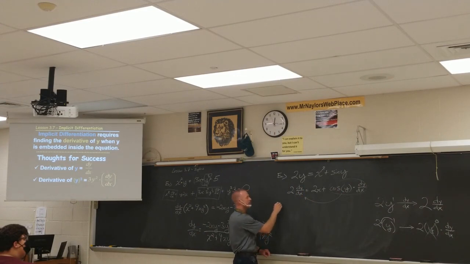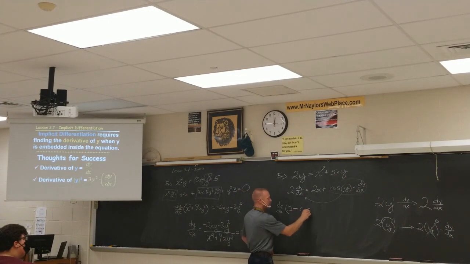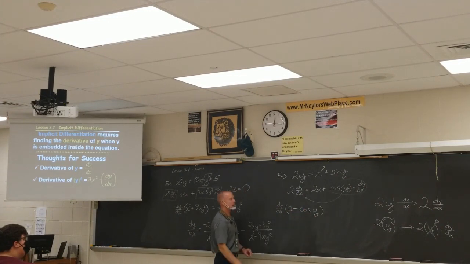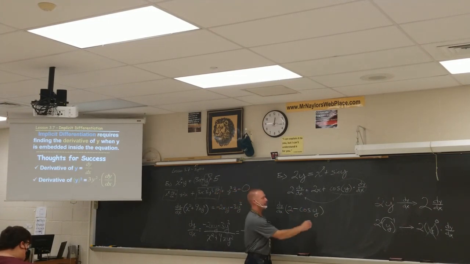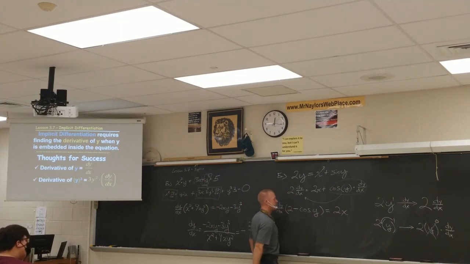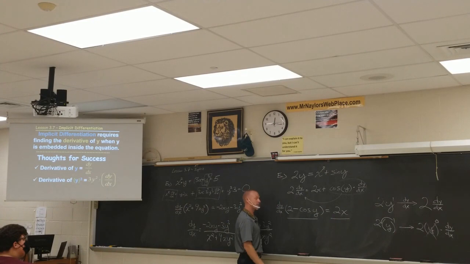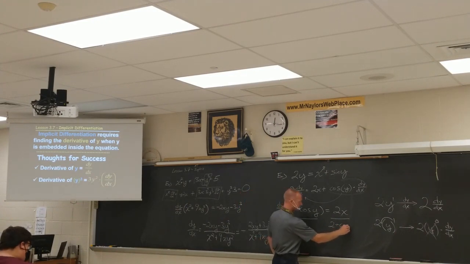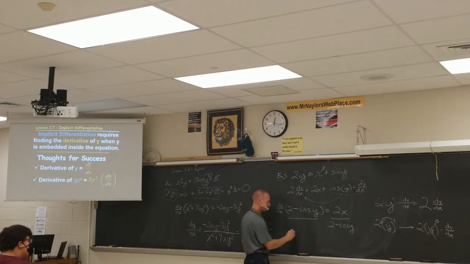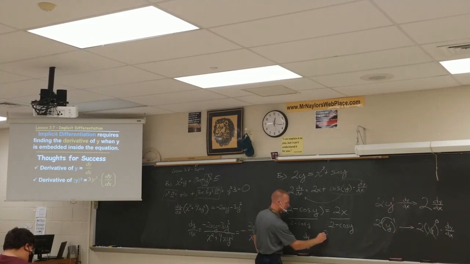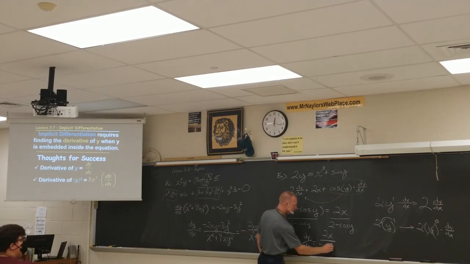If I bring it over, I'm going to factor out dy dx and now have a subtraction of cosine. So I bring that cosine over, but it's now subtracted, and that's what gets divided. You divide by the quantity 2 minus cosine of y. All right. So we get dy dx equals 2x over 2 minus cosine y.